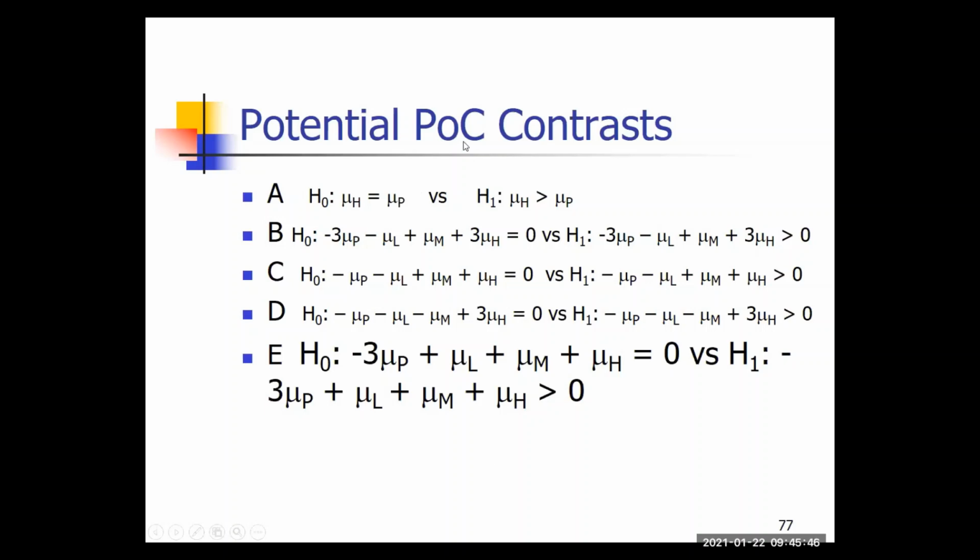So let's look at these contrasts. This contrast is high dose against placebo. That's easiest. You do a POC. You say, if high dose is different from placebo, then I have the drug works. Now, can you take advantage of the medium dose and low dose? Yes, we can do this.